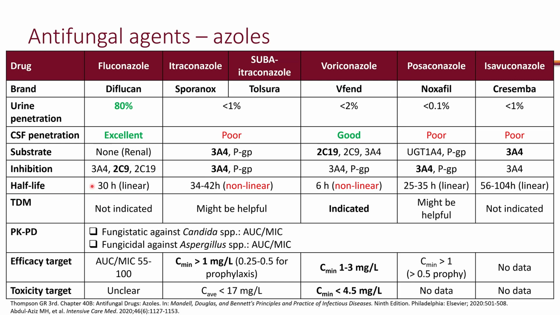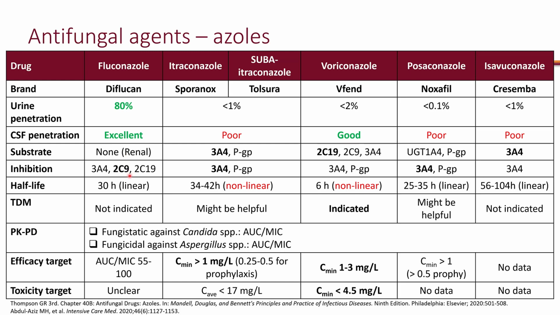Now the half-lives are relatively long for fluconazole, itraconazole, posaconazole, and isavuconazole, relatively shorter with voriconazole. One thing that's interesting is that voriconazole and itraconazole have non-linear pharmacokinetics. The rest of them are linear, and I'll explain what that means in a minute. But when it comes to therapeutic drug monitoring, because some of these have significant toxicity, it becomes required, meaning that we would get a level in the patient to make sure the levels are not toxic, as well as making sure that the levels are also effective.